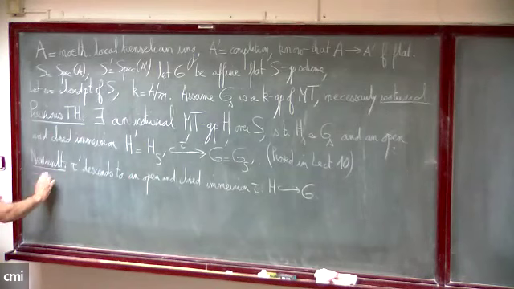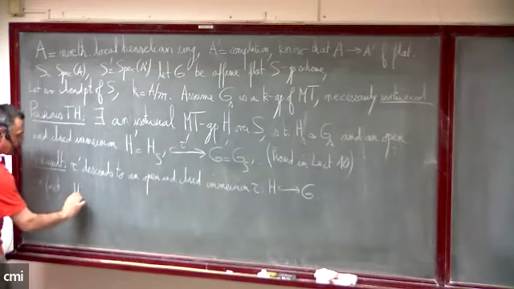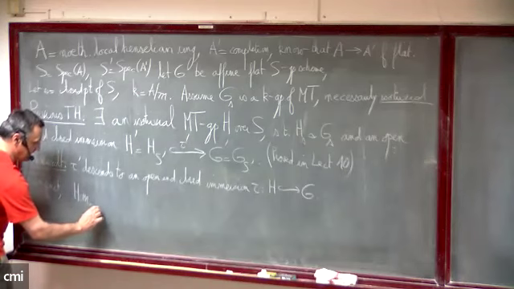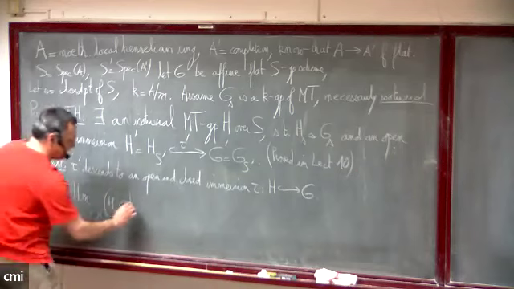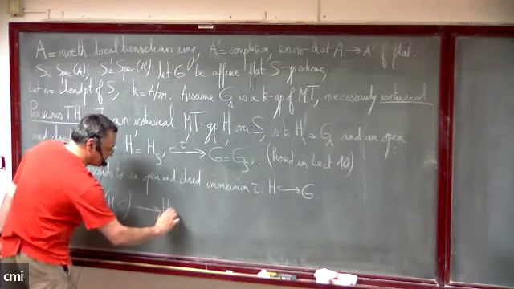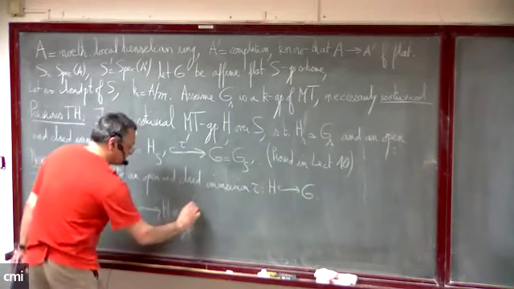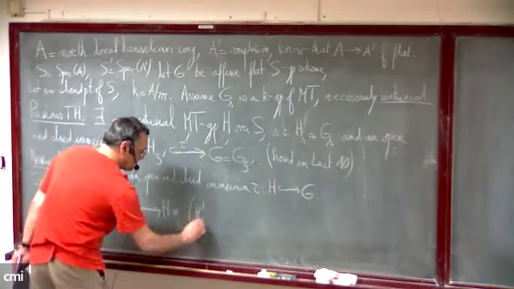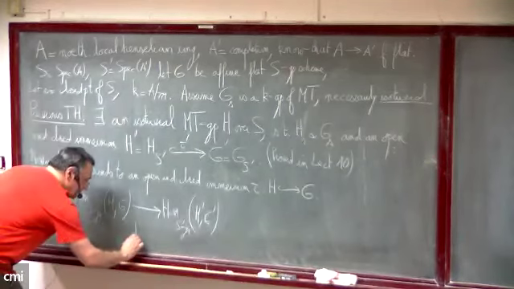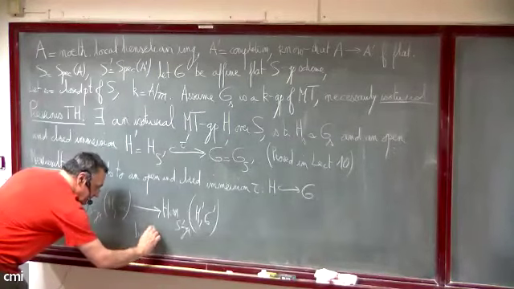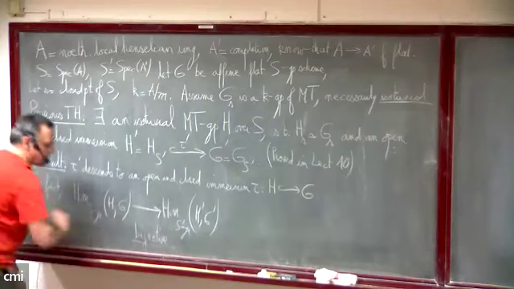In fact, the statement that we are going to prove is that the natural map from the morphisms of groups from H to G is bijective. So the statement is that this map is bijective.